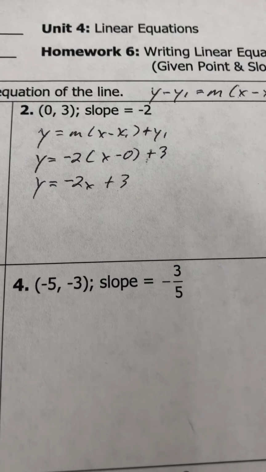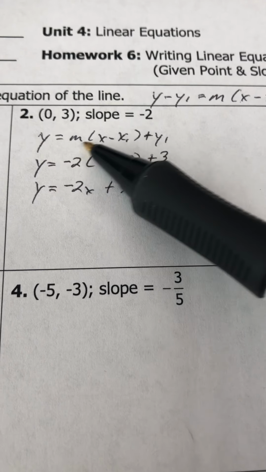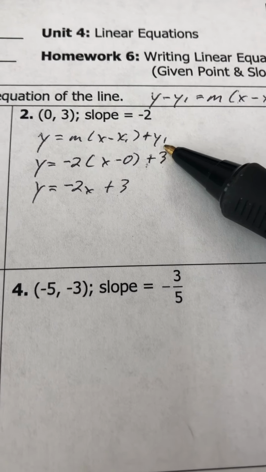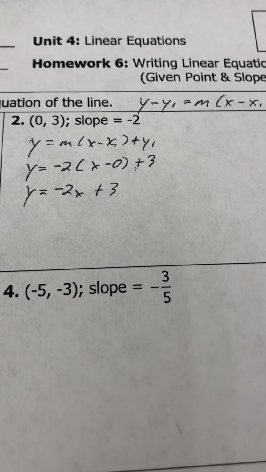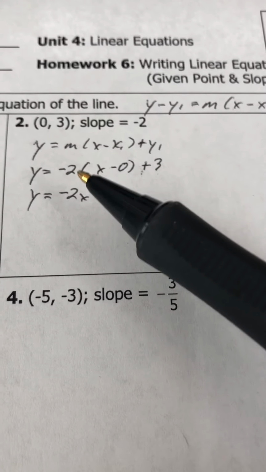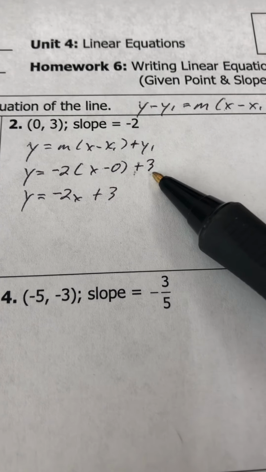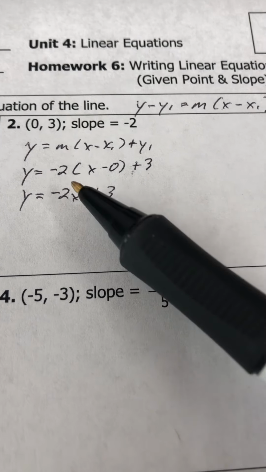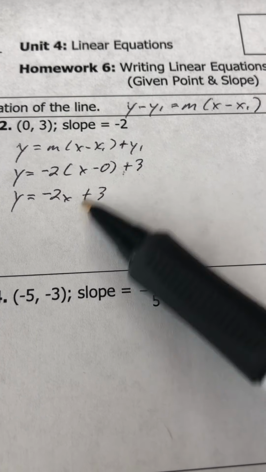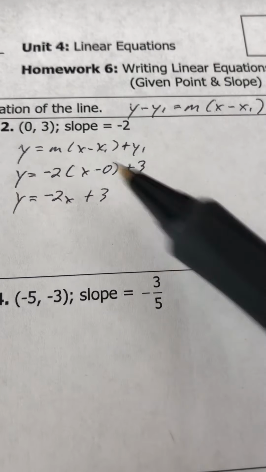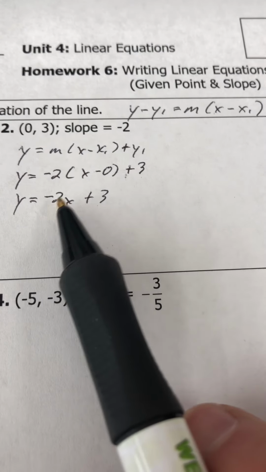Number 2, given this information, I have that equation with my y1 already back here. I just added y1 to both sides in order to get my y1 over there, just to save some work. And so I plug in my slope, plug in my x1, which is 0, and my y1, which is a 3. Negative 2 times x is negative 2x. Negative 2 times a 0 is just 0, and I'm just left with this plus 3, so I'm done. That's my slope-intercept form. y equals mx plus b.